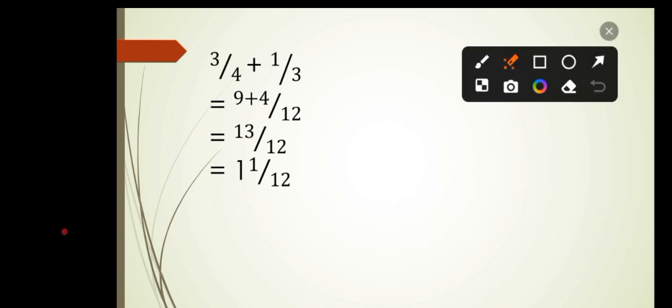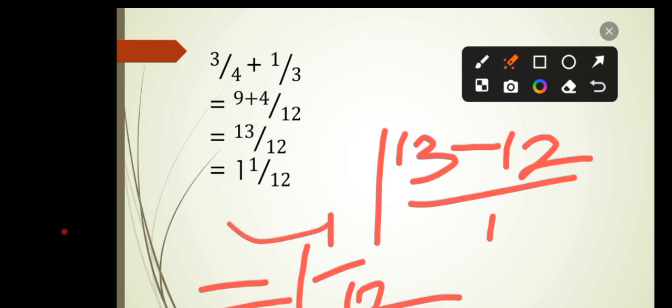Now we are getting 13 over 12. This is an improper fraction. If you watch my other videos, you will know more about improper fractions. Let's convert it to a mixed fraction now. How many times will 12 go into 13? It will go into 13 once. That's how we got 1 whole number 1 over 12.